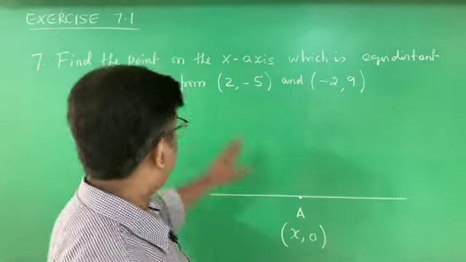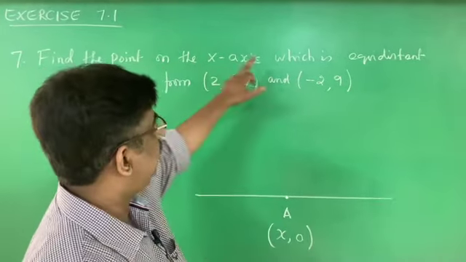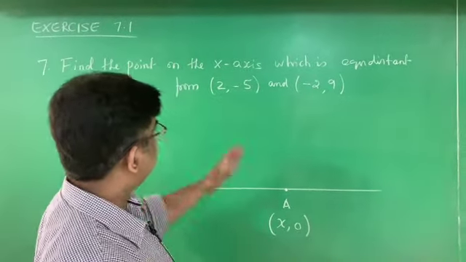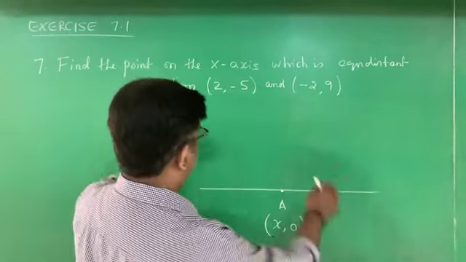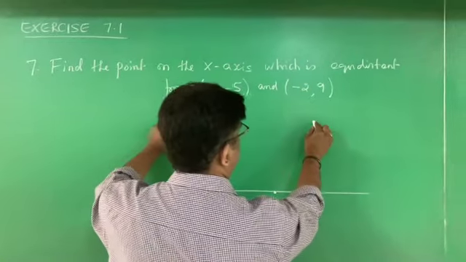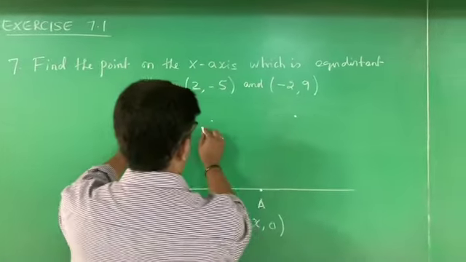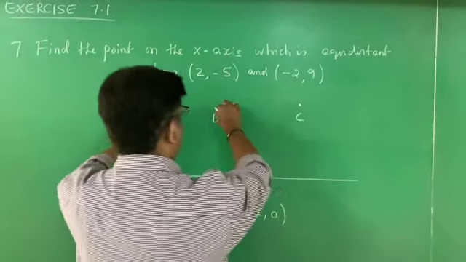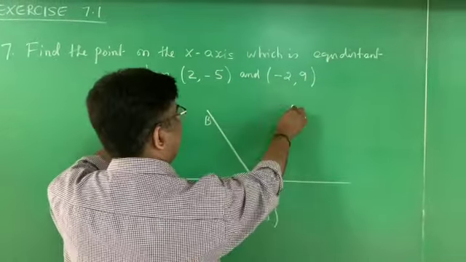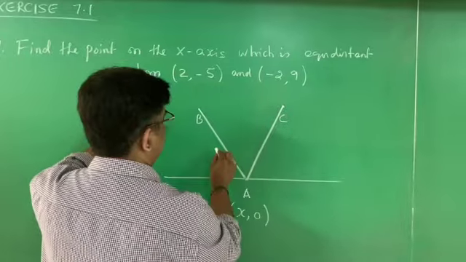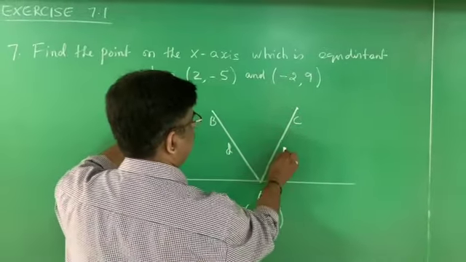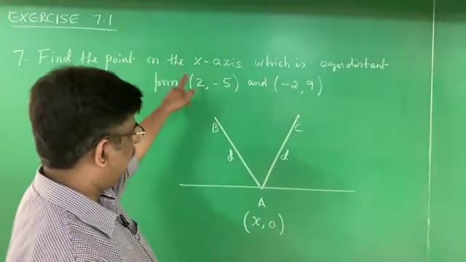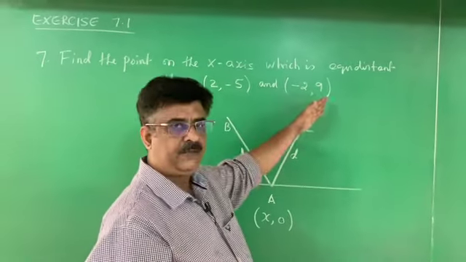This point we have to find. Find the point on the x-axis. What is the characteristic? Which is equidistant from 2 points. There are other 2 points here. I call them B and C. These 2 points are equidistant. Means if this is D, this is also D. Length is same. The length of AB is equal to the length of AC.